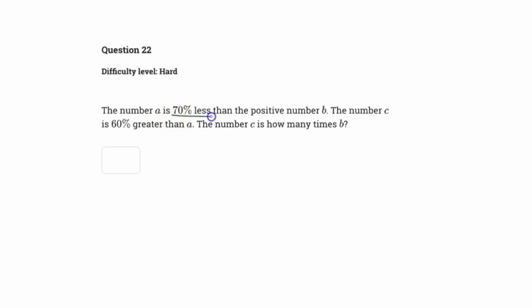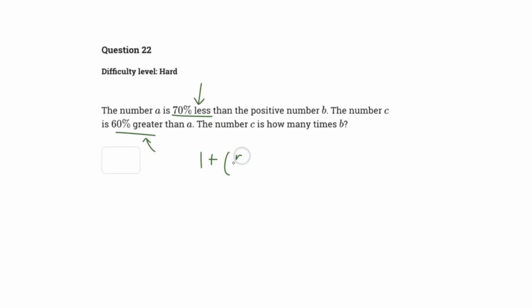Number A is 70% less than the positive number B. The number C is 60% greater than A, and the number C is how many times B? So we've got two percent changes here. 70% less than, you can treat the same as a 70% decrease, and 60% greater than, you can treat as a 60% increase. And whenever we have these percentage values, we can use the percent multiplier.